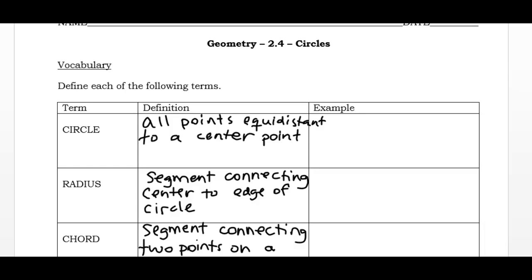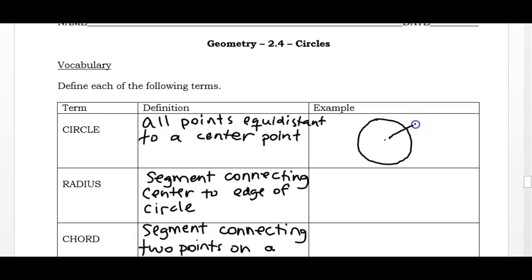This is Geometry Lesson 2.4, and in this lesson we're going to talk about circles. A circle is defined as all points equidistant to a center point. So I have a center point, and if I stay the same distance away from this point and draw all the way around it, that is a circle.